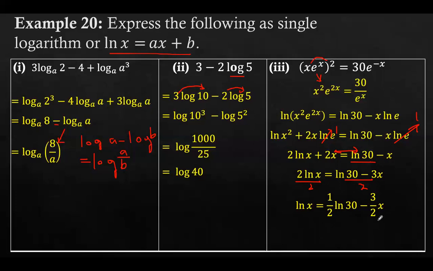So this part will be your A, and this part will be your B. After you find with your calculator, half times ln 30 is 1.7 and negative 3 over 2 is negative 1.5x. So this negative 1.5 is your A and 1.7 is your B. So this is how you convert this form into ln x equals ax plus b.